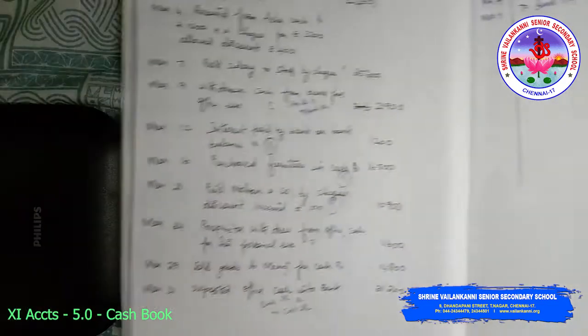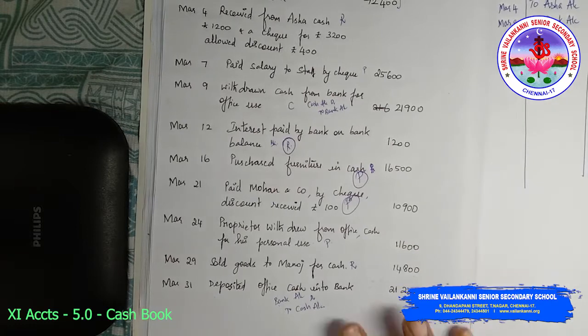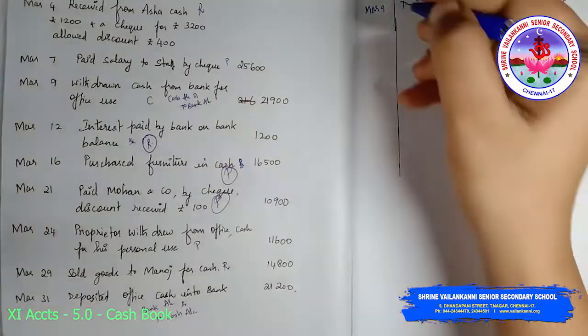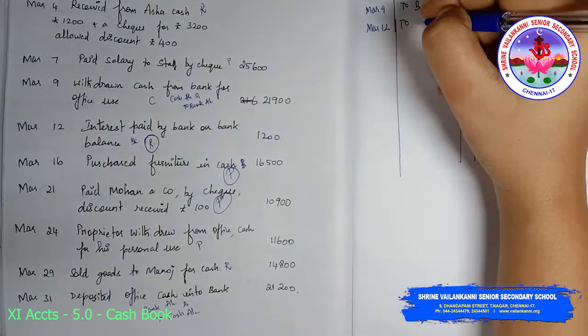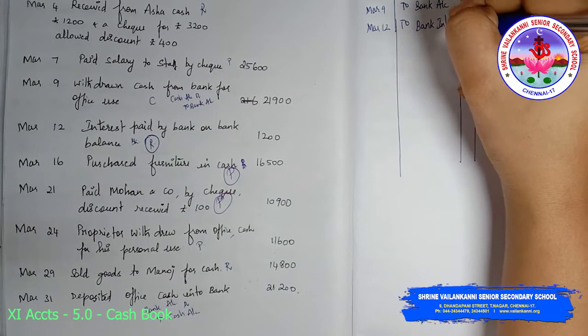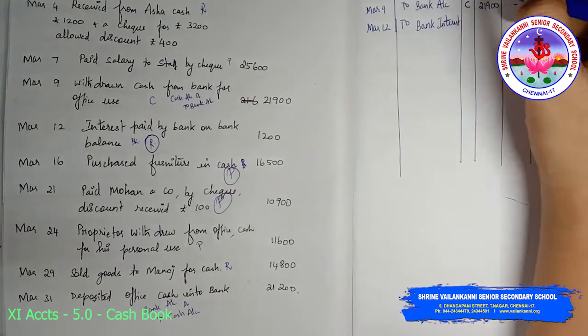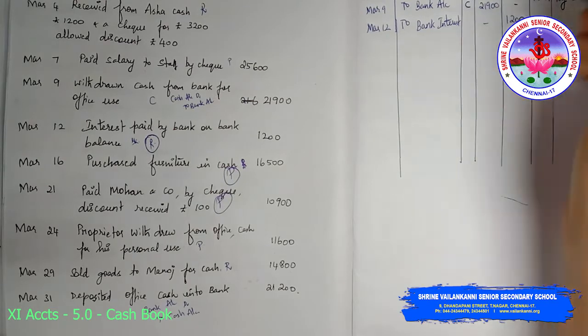Next one, March 12, interest paid by bank on bank balance. It's a receipt. So March 12, to bank interest, 1,200.